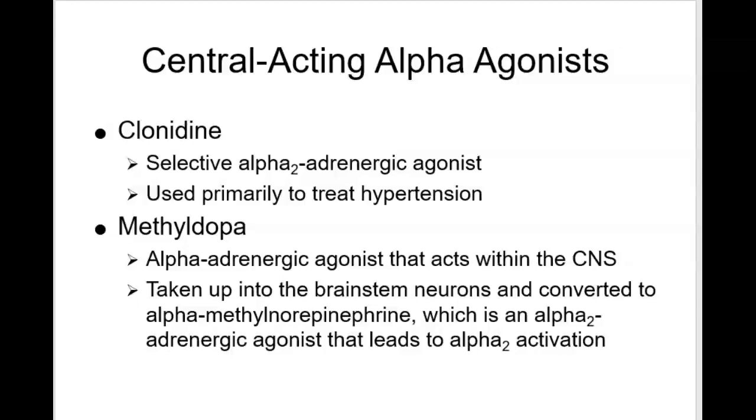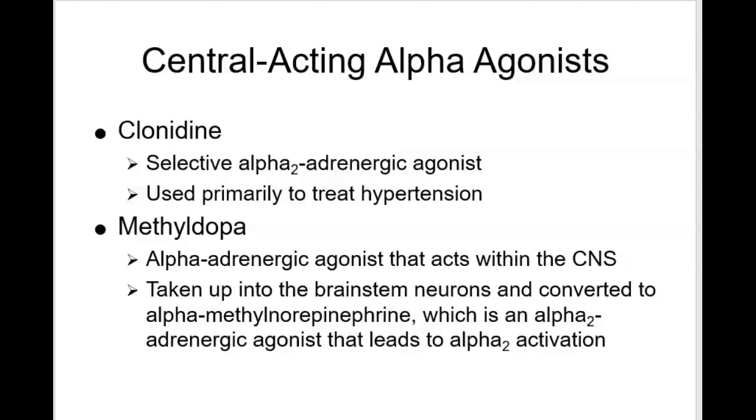This recording will go over alpha-2 adrenergic agonists as well as adrenergic antagonists, or the blockers, so alpha blockers and beta blockers. So first we're going to start with central acting alpha agonists. And we're going to talk about clonidine, and clonidine is a selective alpha-2 adrenergic agonist.